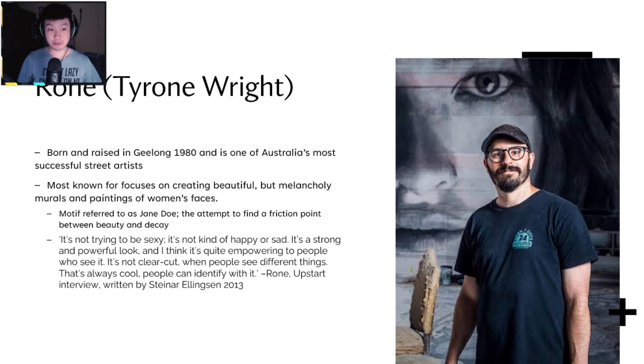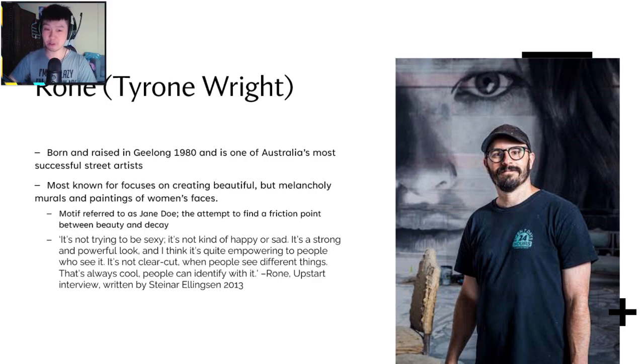And moving on from that, there's one person I want to talk about, and that is Roan. Roan is the artist I have selected for this presentation. His full name is Tyrone Wright, which is probably where he got his name, Roan. He was born and raised in Geelong in 1980 and is one of Australia's most successful street artists. He is most known for creating beautiful but melancholy murals or paintings of women's faces.